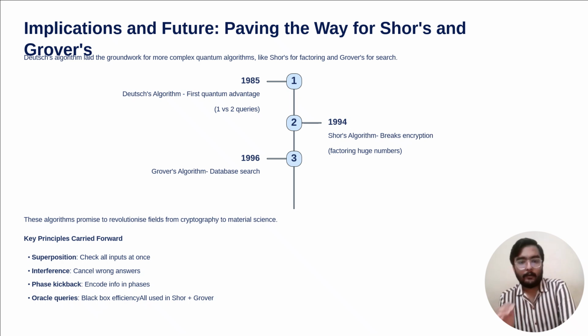1985, Deutsch's algorithm, first quantum advantage, one versus two queries. 1994, Shor's algorithm breaks encryption by factoring huge numbers. 1996, Grover's algorithm, database search. These algorithms promise to revolutionize fields from cryptography to material science. Key principles carried forward: superposition, check all inputs at once; interference, cancel wrong answers; phase kickback, encode information in phases; oracle queries, for efficiency. All used in Shor and Grover.